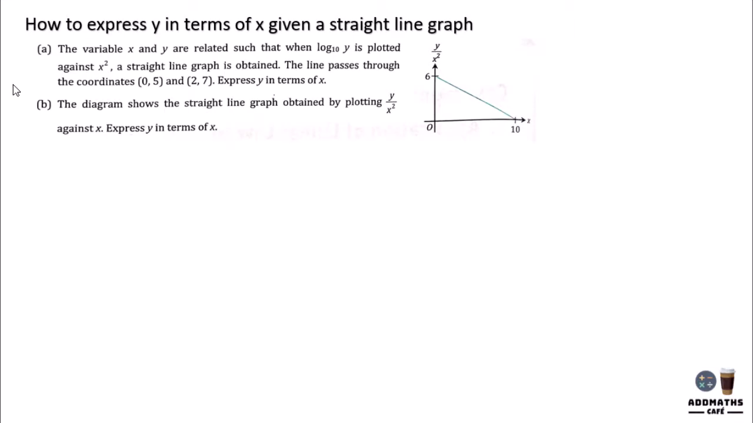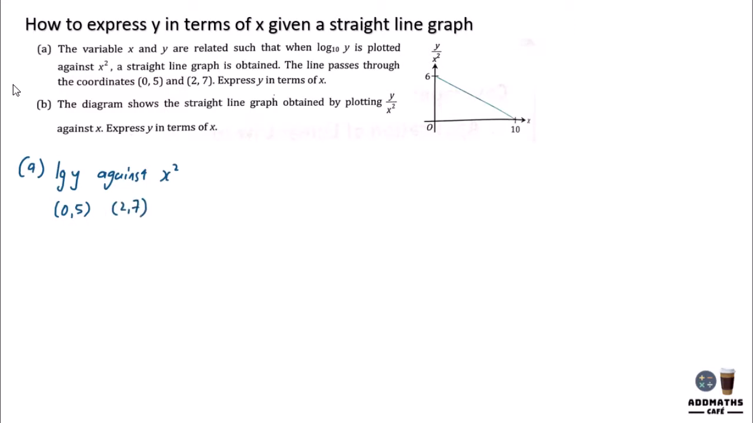On question A, it says that the variables x and y are related such that when log y is plotted against x squared, a straight line graph is obtained. The line passes through the coordinates (0, 5) and (2, 7). Express y in terms of x. So for A, it says that it is log y against x squared, and from this you have the coordinates (0, 5) and also (2, 7).